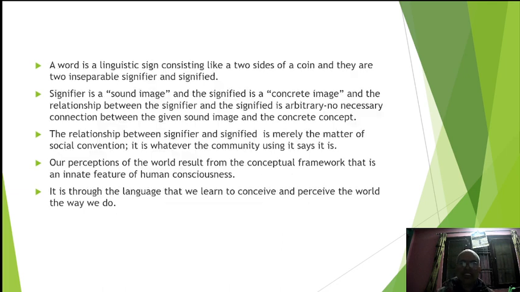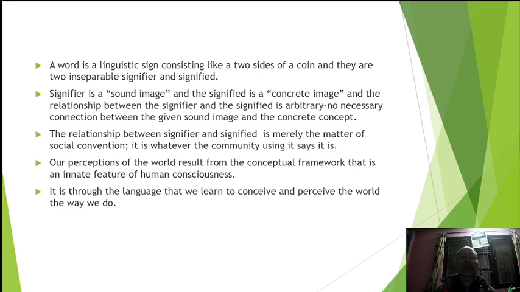Saussure argued that words do not simply refer to objects in the world for which they stand. Words do not just represent exactly. That is the main objective of Saussure. A word is a linguistic sign, like two sides of a coin, consisting of two inseparable parts, signifier and signified. He talks about signifier and signified.